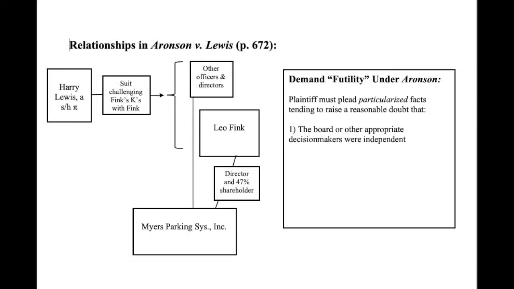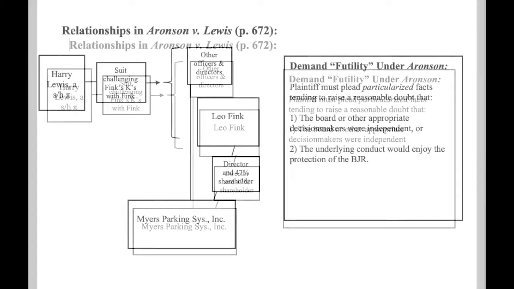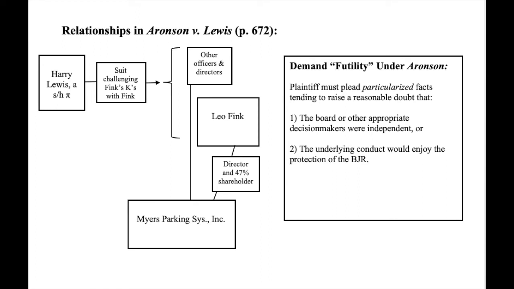First, concerning the independence of the board or other appropriate decision maker. And second, concerning the underlying conduct, and specifically whether that underlying conduct would enjoy the protection of the business judgment rule. So let me elaborate on that just a little bit. The court is saying under element 2 that the plaintiff can demonstrate futility if they can show that the underlying conduct, that is the challenged conduct itself, wouldn't be protected by the business judgment rule. So in the Aronson case itself, for example, if the plaintiff could allege particularized facts showing that the defendants in that case were unlikely to enjoy business judgment rule protection for having given Mr. Fink the benefit of lavish employment contracts, then that would be futility.